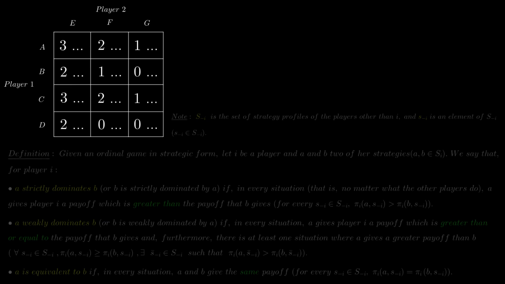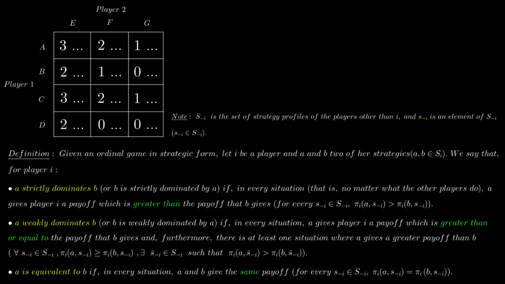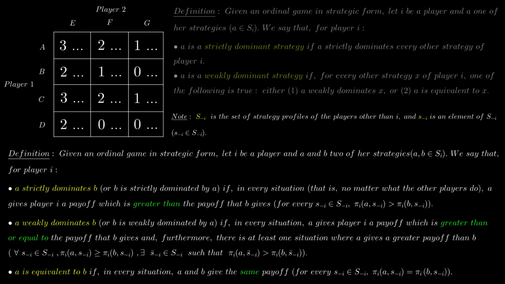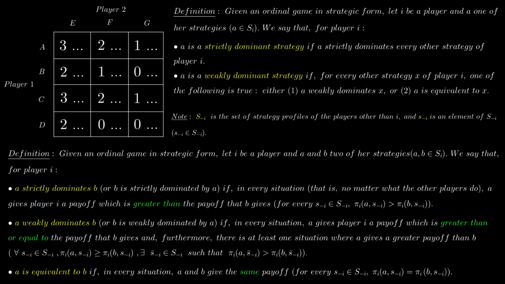And here's a formal definition of strict and weak dominance. We say that A is a strictly dominant strategy if A strictly dominates every other strategy of player I, and A is a weakly dominant strategy if for every other strategy X of player I, one of the following is true: either A weakly dominates X or A is equivalent to X.